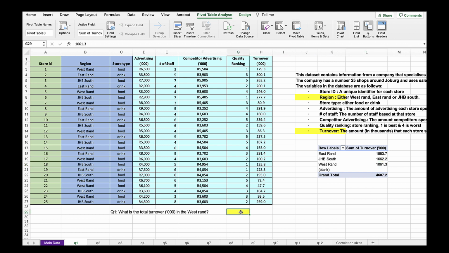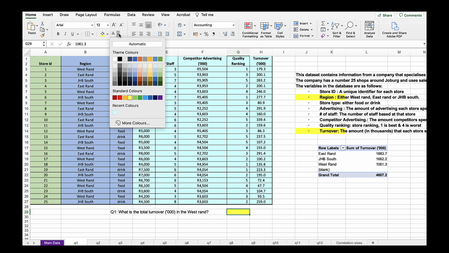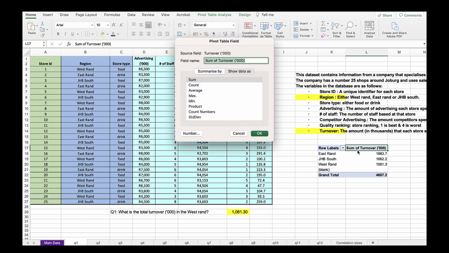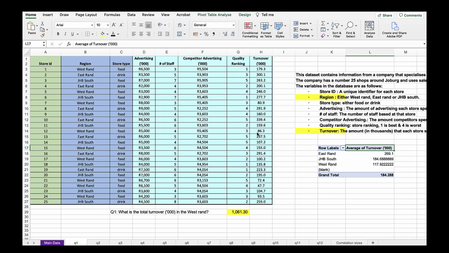and that would now become my answer. And my answer for this first one would be 1061.30. Clicking on the pivot table again, if I click on over here, it will open it up for me, and instead of sum, it might have been something else. So you could change it to average. If I click OK, it would give me a different answer.